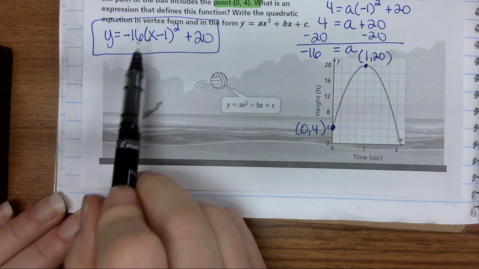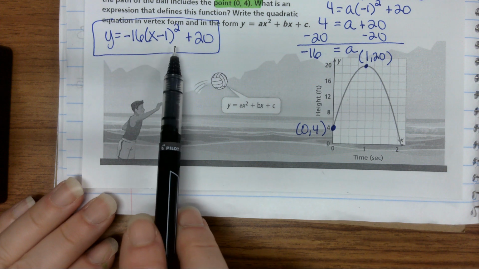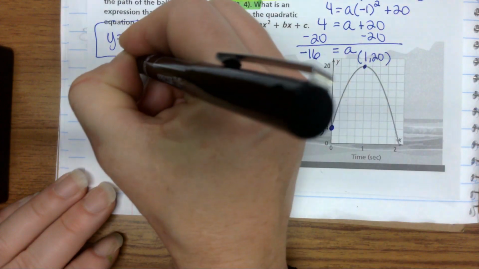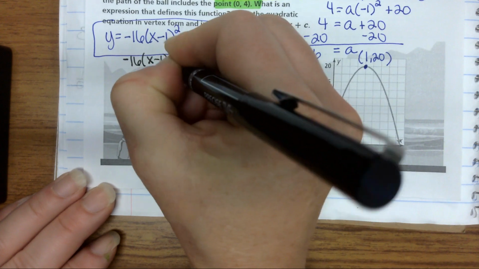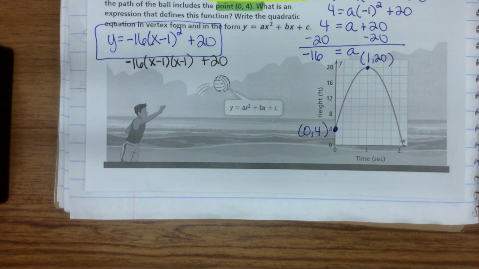When you square something, what does that mean? Multiply the number by itself. So when you square x minus 1, don't do x squared minus 1 squared. What that means is this. It means negative 16 times x minus 1 times x minus 1. That's what that means. Okay? All right. Let's FOIL.